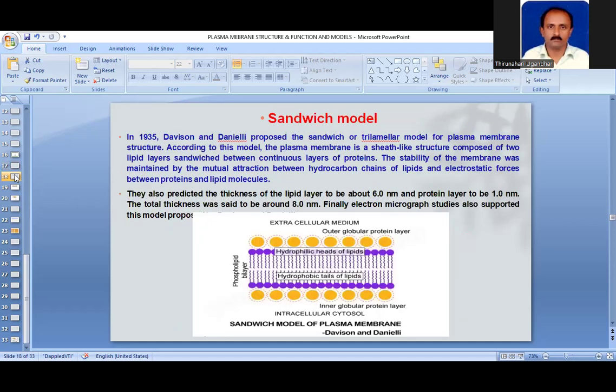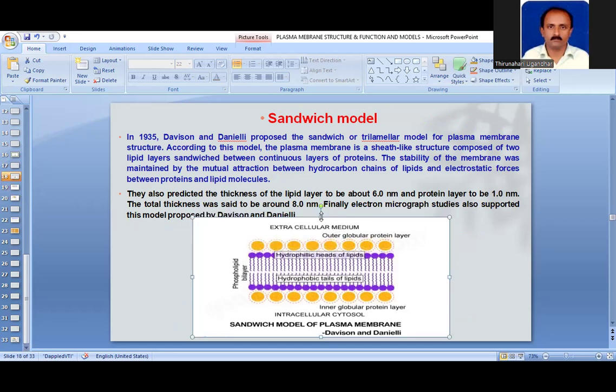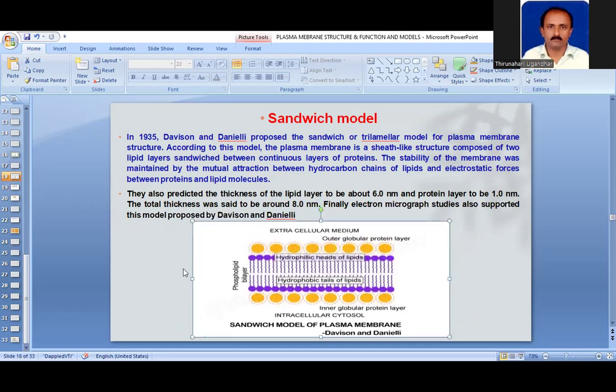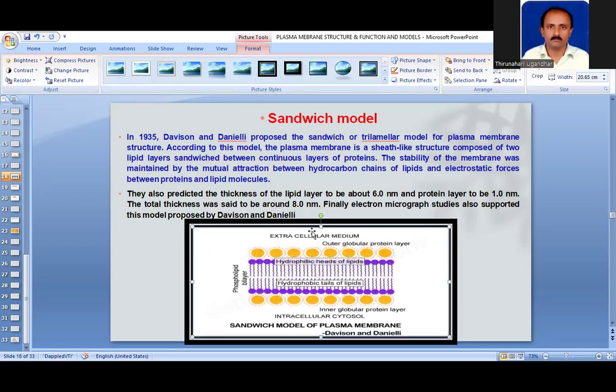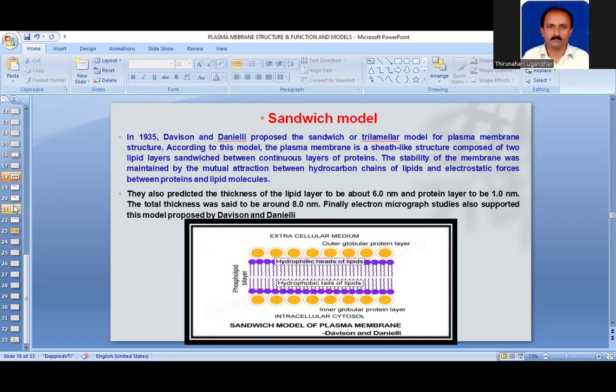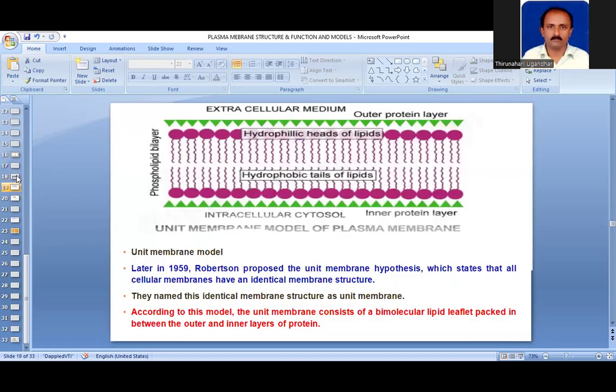The first model is the sandwich model in 1935. Davson and Danielli proposed the sandwich model, the trilamellar model. There are three layers: outer and inner, with the middle between hydrophilic heads and hydrophobic tails, that is the phospholipid bilayer. Then there is also an outer globular protein and an inner globular protein. It also predicted the thickness.